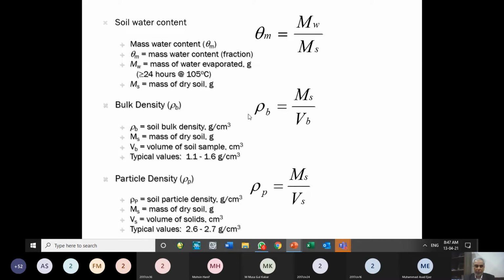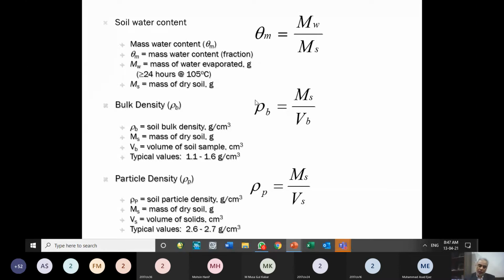There are different types of density with respect to soil. One density we call the bulk density of the soil, and another is called the particle density of the soil. Bulk density of the soil is the mass of the soil divided by the bulk volume of the soil, the total volume of the soil. If you take a core of the soil from the field and measure the volume of that core, that is the bulk volume of the soil. In comparison, if you dry that soil and then take the volume of the dry soil, that will be called the volume of the solids. If you calculate the density with respect to the bulk volume of the soil, that density is called the bulk density of the soil.